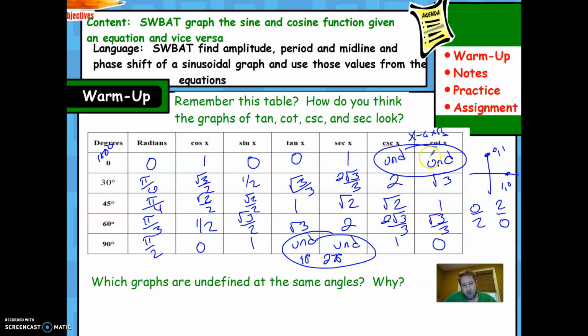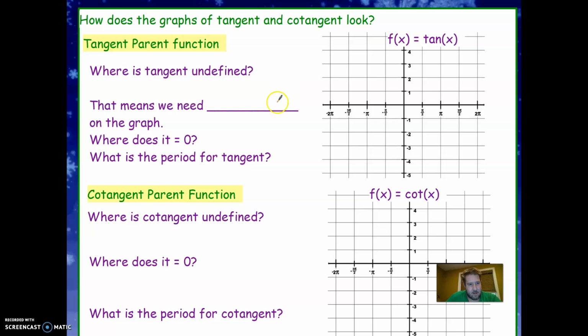That'll be important because this is going to be every 90 degrees, which is every pi over 2. And these will be every 0 or 180 degrees, which is every pi. So they'll be undefined every pi, and these will be undefined every pi over 2. That alone really explains why the graphs are going to look the way they do, which I'll come back to later.